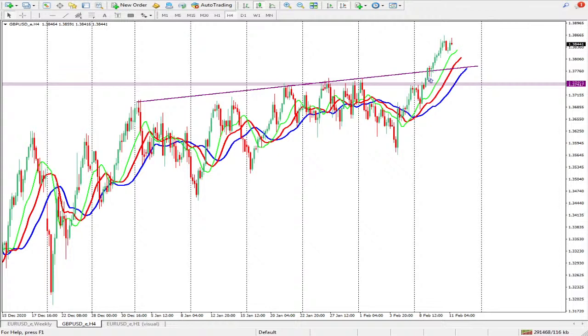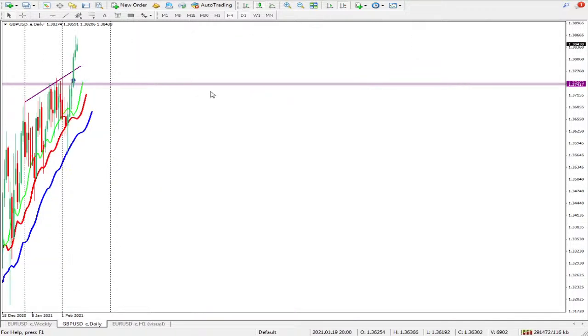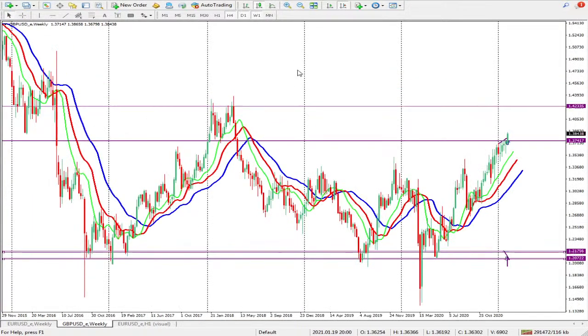So this is what we expect on this chart. We expect momentum to the upper side. We have a level here, so the price needs to get up to this point. The price needs to get up to this point.